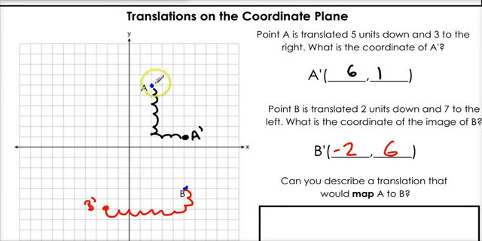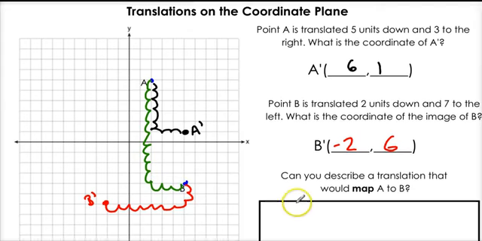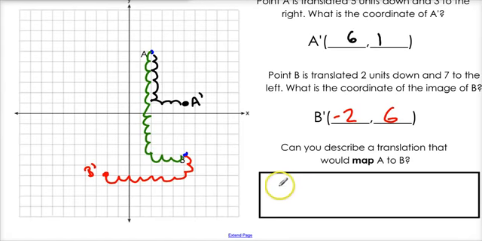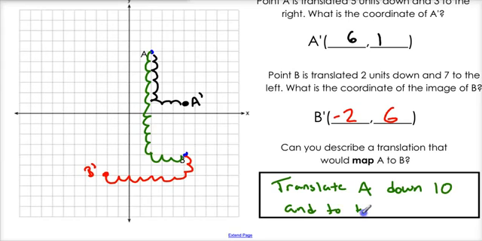So to get from A to B, what do we have to do? Well, I have to go down 1, 2, 3, 4, 5, 6, 7, 8, 9, 10. Alright, so I went down 10, and over 1, 2, 3. So, all you got to say to map A onto B, you have to translate. Alright, you have to specify what kind of transformation you're doing. Translate A down 10 and to the right 3.